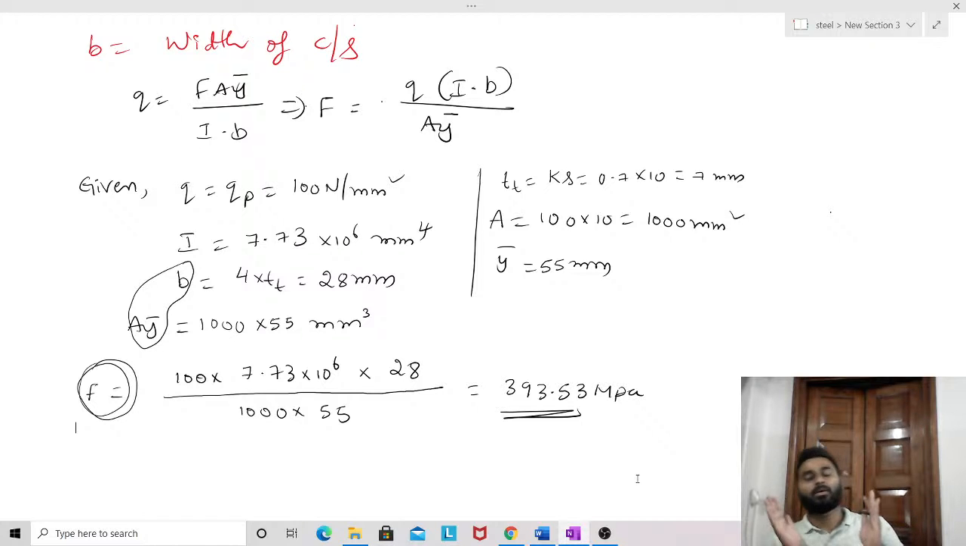So these are all the previous year GATE questions from this topic, welded connections. Whatever questions we have discussed from welded connections in the last session and in this session are only the previous year GATE questions, which we have covered in detail. Not 6 questions, in total 7 questions we have covered, and all those 7 questions are from previous year GATE.